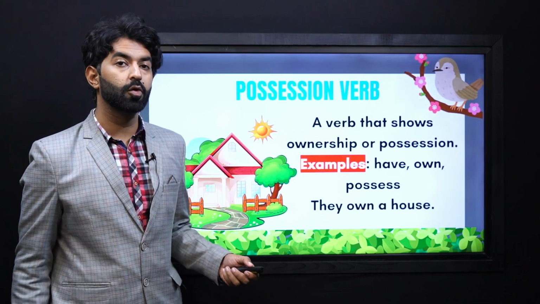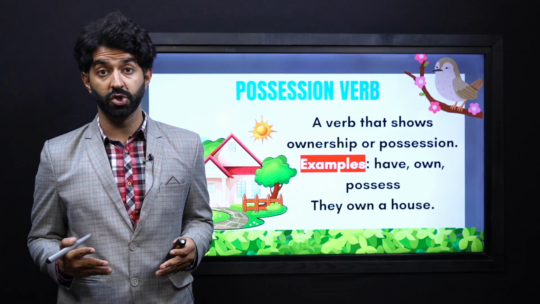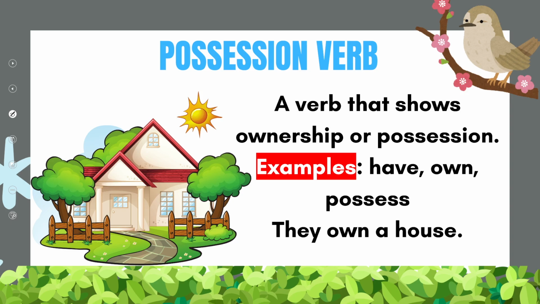Now, let's talk about verbs of possession, or possession verbs. So, a possession verb is a verb that shows ownership or possession. If you have something, if you are the owner, or something is in your possession or someone else's possession, to show this kind of action, we use our possession verb. For example, have, own, possess, all these are verbs, but they are showing possession. So we call them possession verbs.